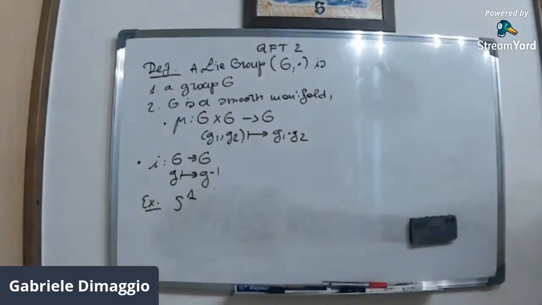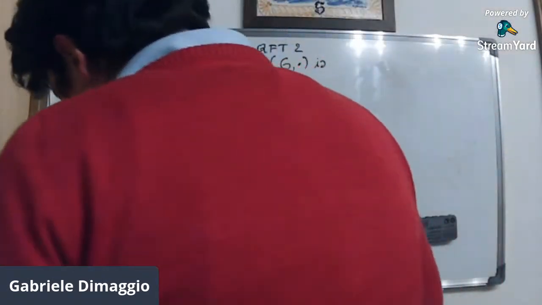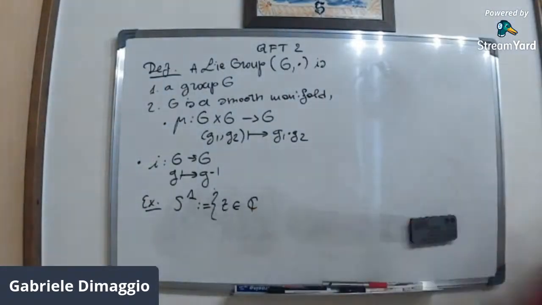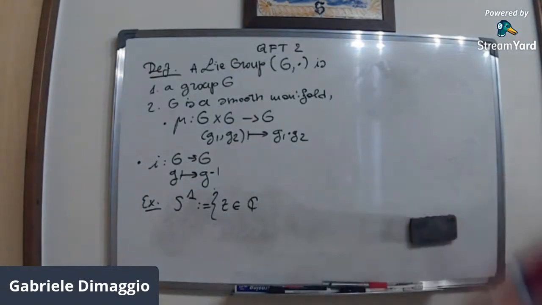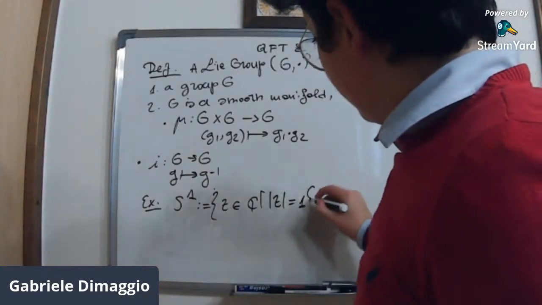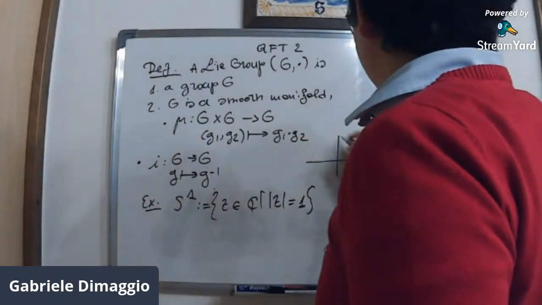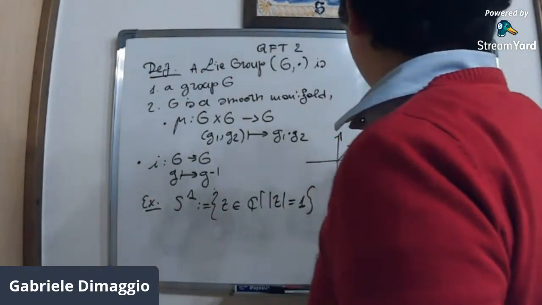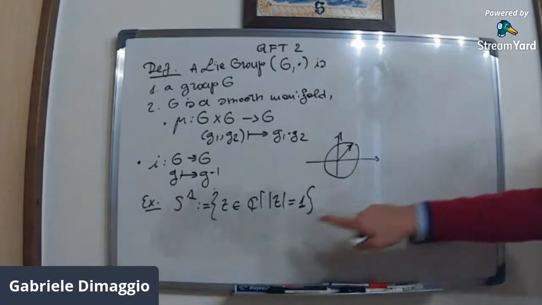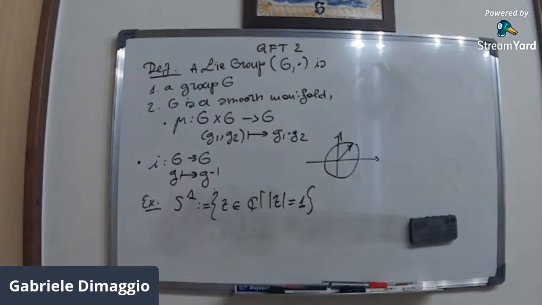So another example is S1. So the circle, okay? The circle, and this is defined as the set of every complex point such that this is equal to 1. So what does it mean? I have the complex plane, and so here I have a complex number, and the length of this complex number is equal to 1.